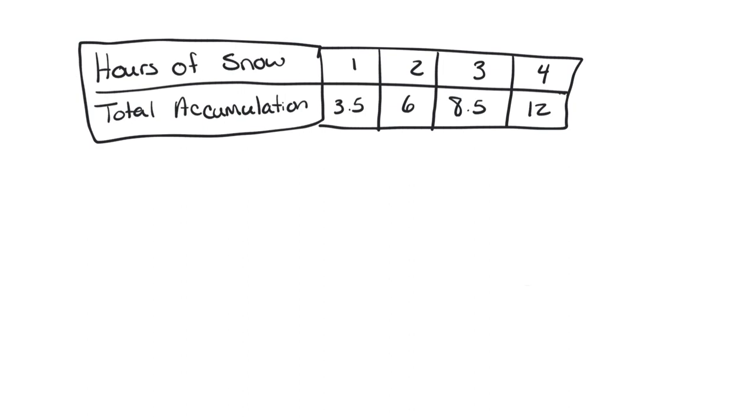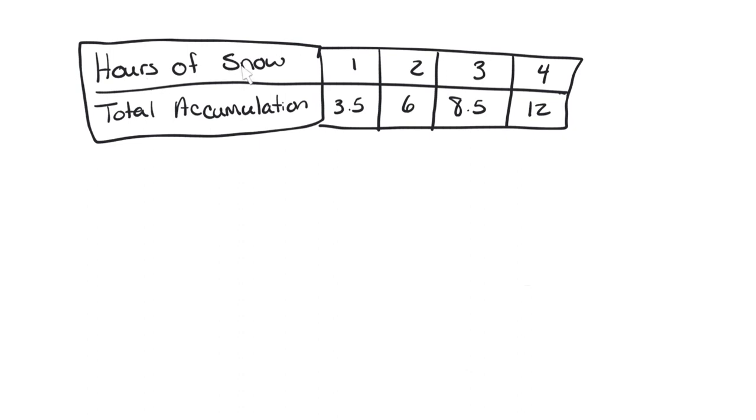Our next example is comparing it. So we have the hours of snow and total accumulation. So is it proportional? Did the snow fall at the same amount or the same rate per hour? That's what we need to figure out. So figure out yes, it's proportional or no, it's not.